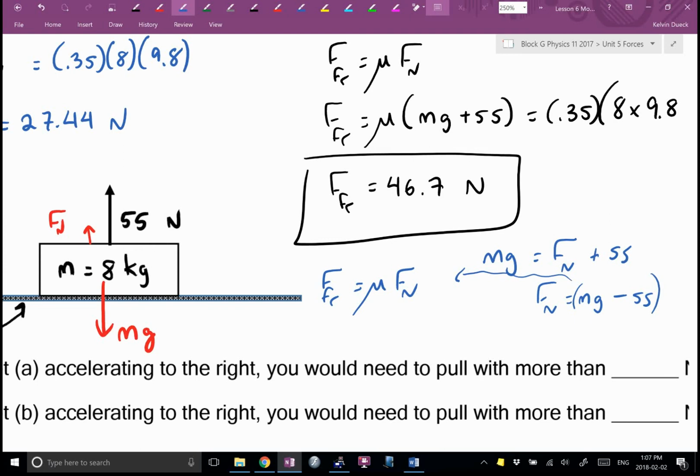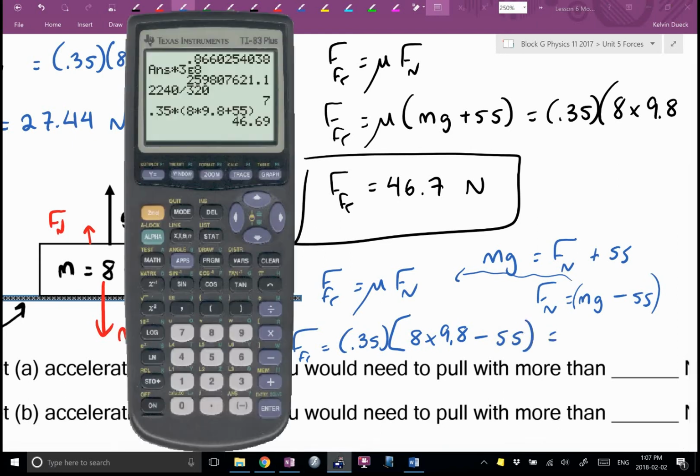Is that all right? Let's crunch the numbers, Emma. We get friction equals, what's mu? I don't know. What's mu with you? 0.35. And then it's going to be 8 times 9.8 minus 55. Do you have a good calculator? I can just backspace and change the plus sign to a minus sign. 8.19? Yes.